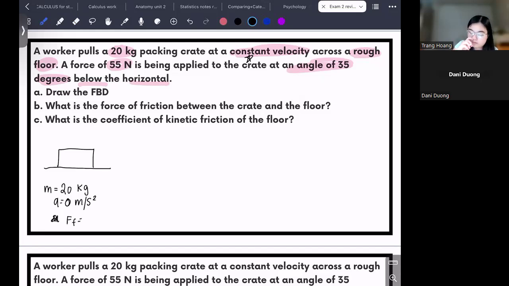We're also told that a force of 55 is being applied to the crate at an angle of 35 degrees below the horizontal. So if this was the horizontal, then someone is pushing this crate, and it's 35 degrees below the horizontal. If we were drawing a free body diagram, then we'd assume that force kind of carries on, if that makes any sense.